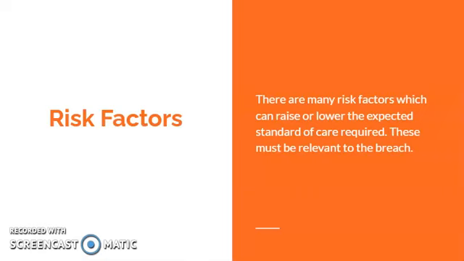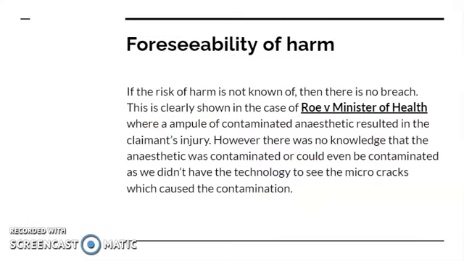Next, to look at risk factors. There are four primarily. Foreseeability of harm is the first one. If the risk of harm is not known of, then there is and can be no breach, shown in the case of Roe v. Minister of Health, where an ampoule of contaminated anaesthetic resulted in the claimant's injury. However, there was no knowledge that the anaesthetic was contaminated or could even be contaminated, as the technology to see the microcracks in the ampoule was not available.